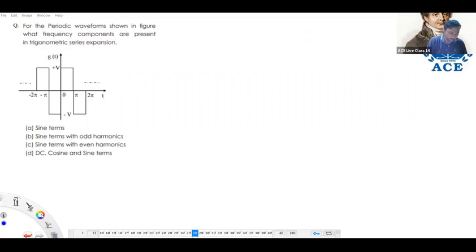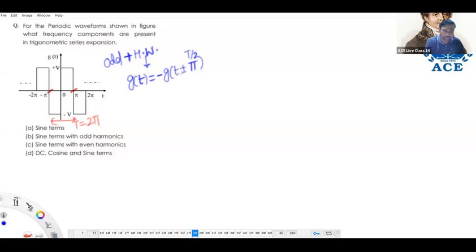Now think, sir, here the least time period is 2 pi. 100% it is odd, also half wave. Observe here. Odd symmetry, no need to check, everyone can recognize. How to check half wave, sir? g of t must be equal to minus g of t plus or minus T by 2.